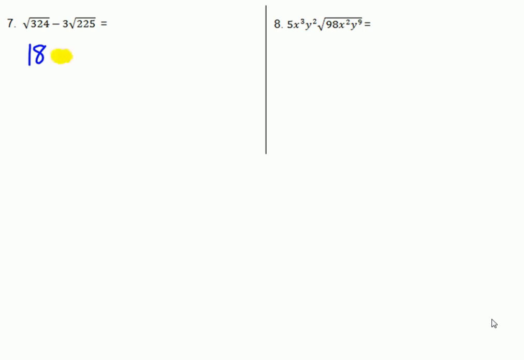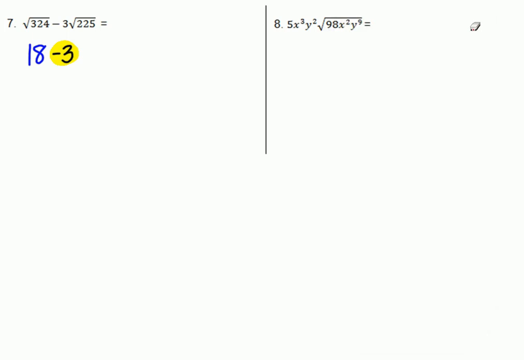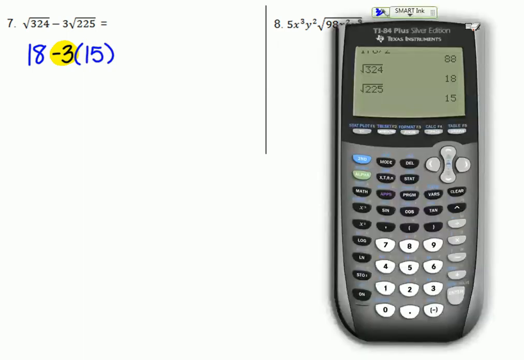Then we can't forget about this minus 3 that's going to get multiplied times the square root of 225. Well, 225 is also another perfect square. Its square root is 15. So we're just taking 18 minus 3 times 15. So this can be typed into your calculator like this, just like we've written it on our paper.